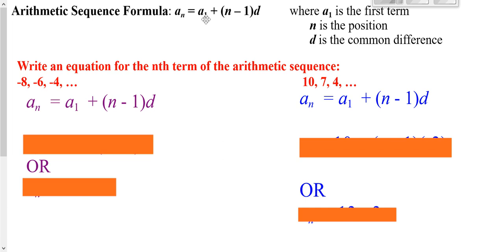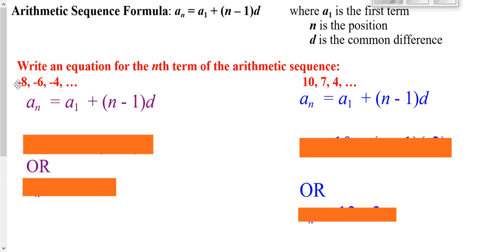A sub 1 is your first term. N is the number of terms. D is that common difference. A sub n is what you're getting out. So we want to know the nth term, or the equation for that.